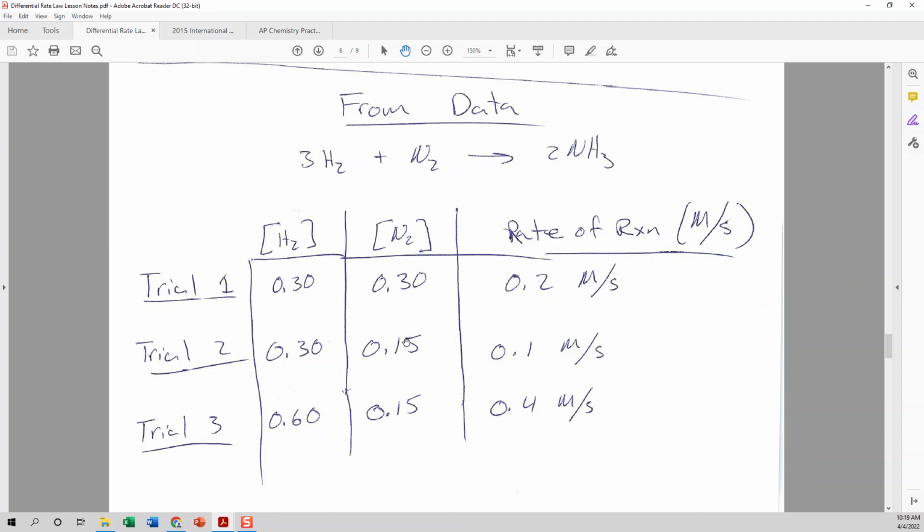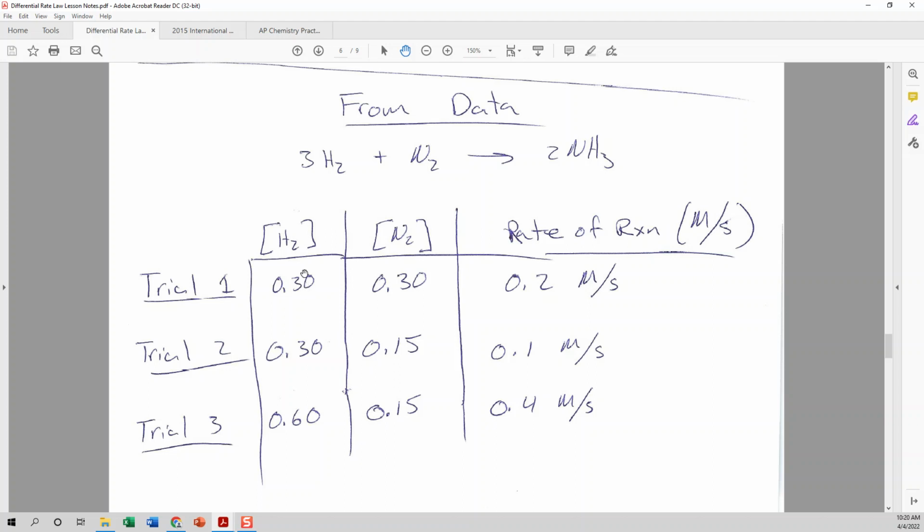But what we would do is see what change we made to nitrogen. It's quite simple to see that from trial 2 to trial 1, we doubled the concentration of nitrogen. We went from 0.15 to 0.30. So we doubled the concentration of nitrogen. What happened to the rate? Well, the rate went from 0.1 to 0.2, so the rate also doubled.